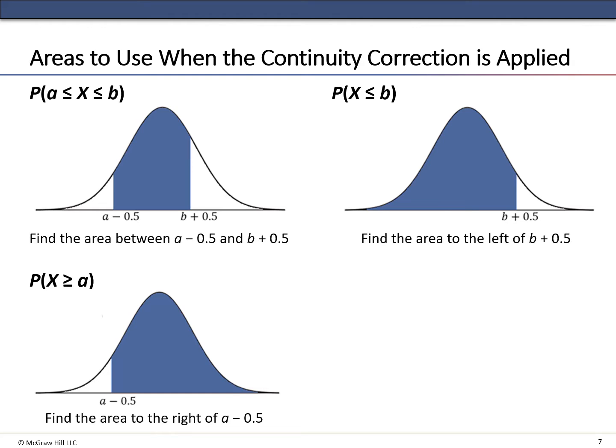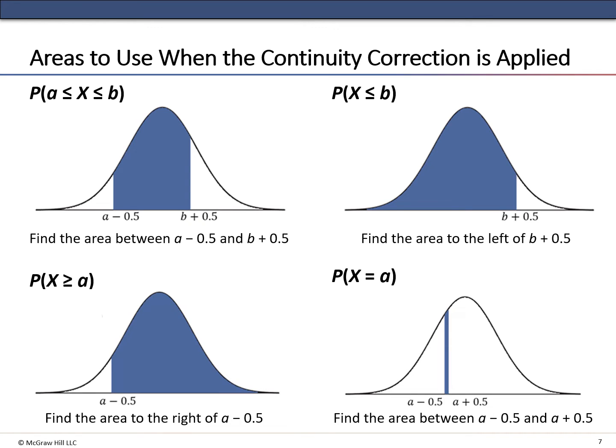If we're looking for it to be greater than or equal to a, we're going to, again, subtract 0.5, so we include the point A. And of course here, we would find the area with the table typically, and then subtract it from 1. That happens whenever we're doing the greater than. And if we're doing a specific value for x, we would find the area between plus and minus 0.5 of that x value we're looking for.